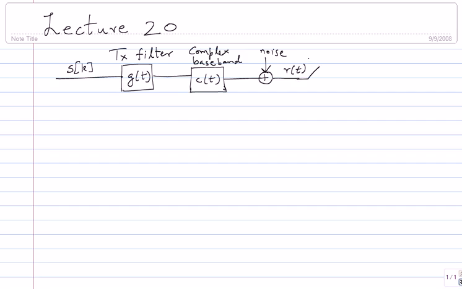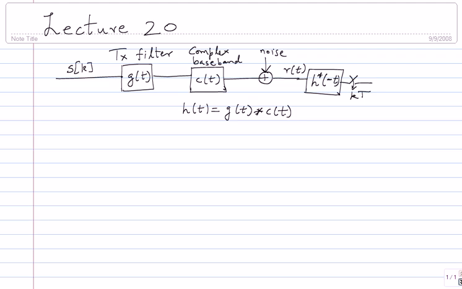And I'm going to do that next. So the first operation that you would want to do is to filter with h*(-t). What is h(t)? And sample at the symbol rate. So this immediately means c(t) should be known at the receiver. Otherwise you can't hope to implement h*(-t) at the receiver.